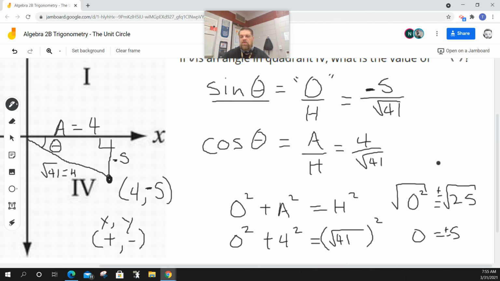So then lastly, I want to rationalize the denominator. I cannot have a square root in the denominator of a fraction. So I multiply the top and bottom by that same square root. So essentially what I'm doing is I'm squaring a square root, and when you square a square root, you're left with the base, which is 41, and then on the top we've got negative 5 times the square root of 41. That's the answer.